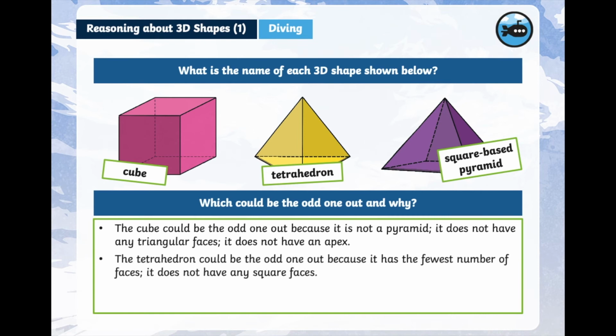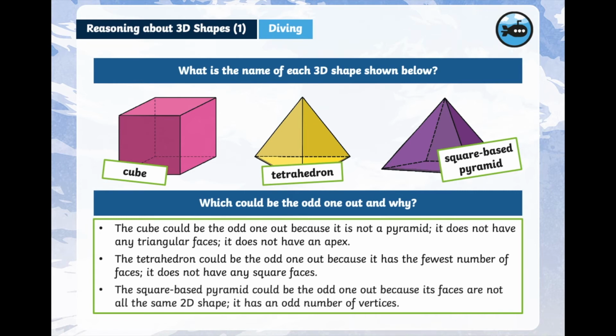The tetrahedron could be the odd one out because it has the fewest number of faces. It does not have any square faces. The square-based pyramid could be the odd one out because its faces are not all the same 2D shape, and it has an odd number of vertices. So there are lots of different factors about these shapes that could make them the odd one out.